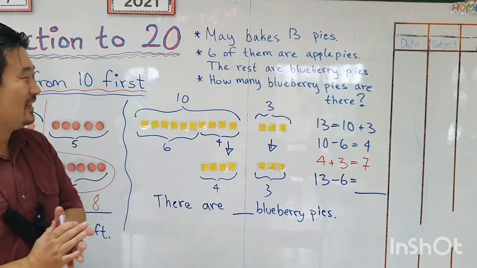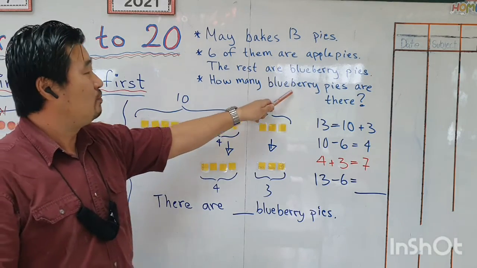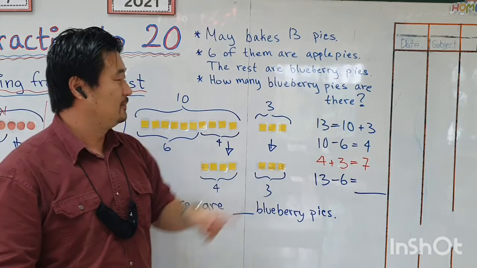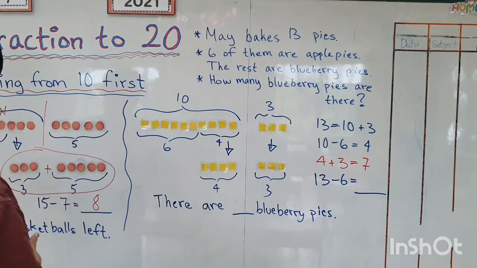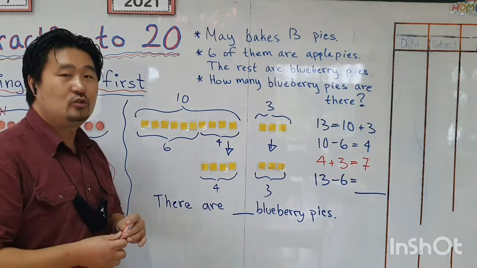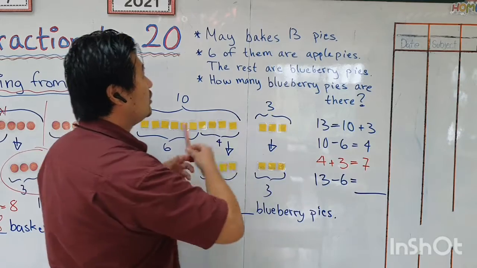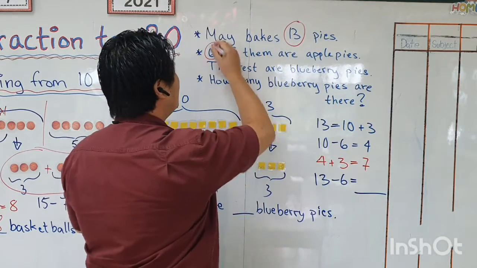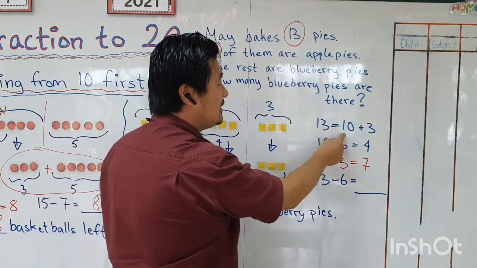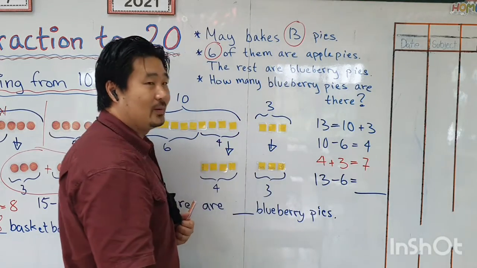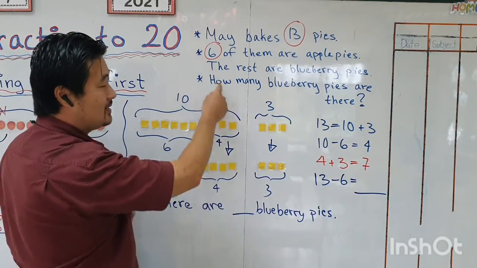Okay, I'm sorry. So question: how many blueberry pies are there? Here I have not written regroup, but let's start to do the same method here. Let's start with regrouping. 13 pies equals 10 plus 3. And then we're going to deduct 6 pies.